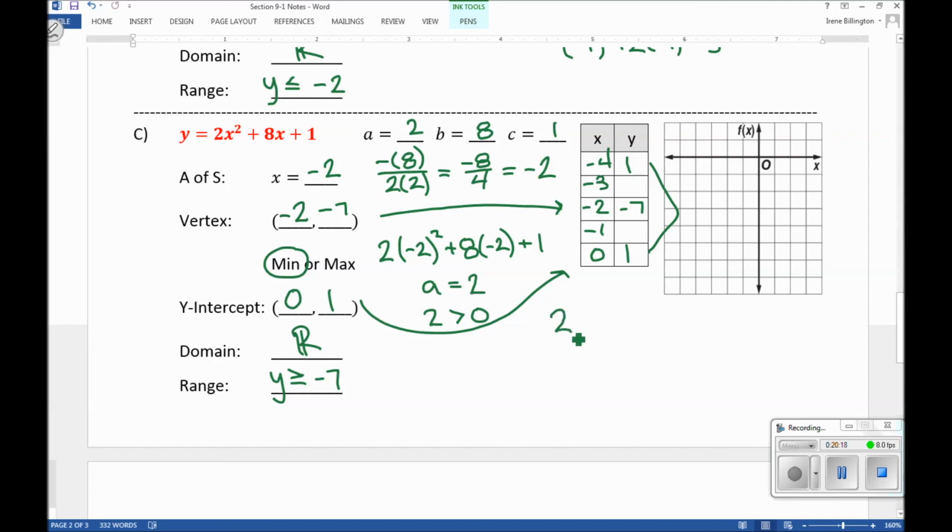Let's use -3. So I've got 2 times -3 squared plus 8 times -3 plus 1. Go ahead and calculate that. You should get a value of -5, which puts -5 down here as well. And just go ahead and graph. And there we have our parabola. It's opening upwards because our vertex there is a minimum value.